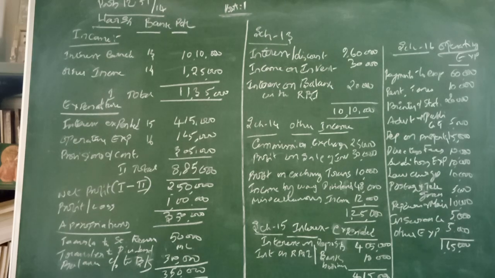Overdraft is also like that. Interest on cash credit and overdraft, both are considered loan items. So interest charged against that is an income for the bank. So we have to take it under schedule number 13, interest earned.